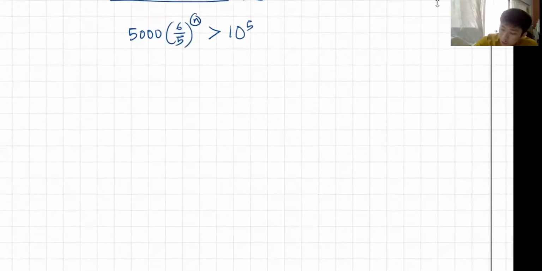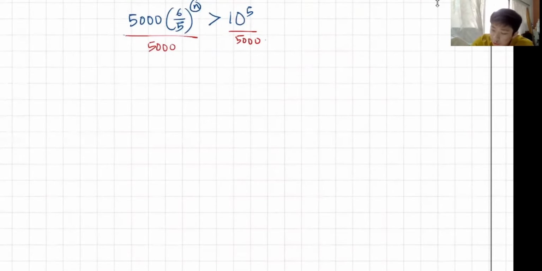What we do now is we try to isolate n. Remember, I taught you the way to isolate something is to remove one by one. There are two things that we need to remove. One is the 5,000, and one is the 6 over 5. But we cannot move the 6 over 5 yet. Why? Because it's attached to the power of n. Whatever n is attached to, you usually remove it last. So you remove 5,000 first. So what I do is I divide by 5,000 for both sides.